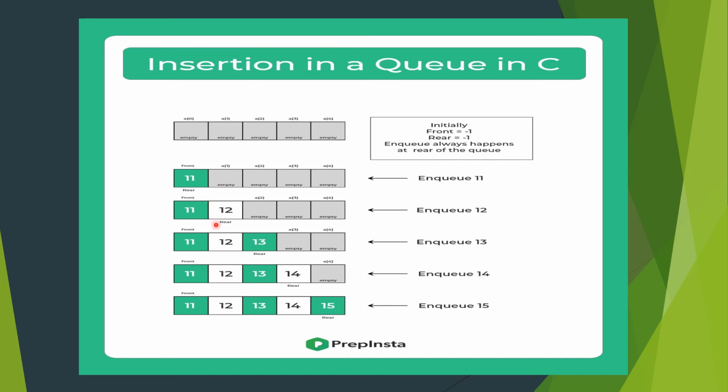Next, one more element, that is 12. 12 is another element that is inserted into the queue at the rear end. Then one more element, 13. 13 is inserted at the end of the rear. Then one more element, 14. Then increment the rear pointer and insert the element at the rear end of the list. Then one more, 15. 15 is a new element that is inserted at the rear position. This process we can call NQ in the queue.